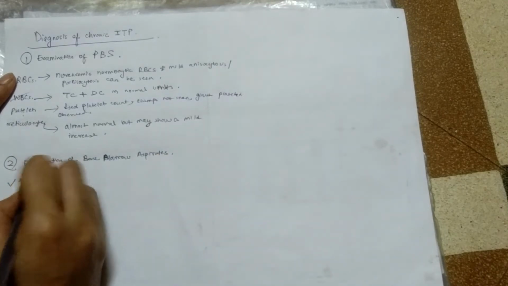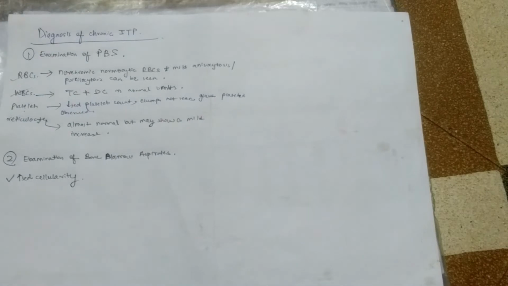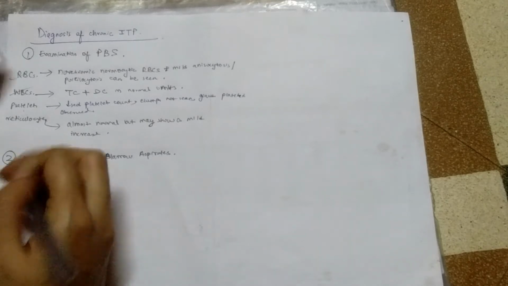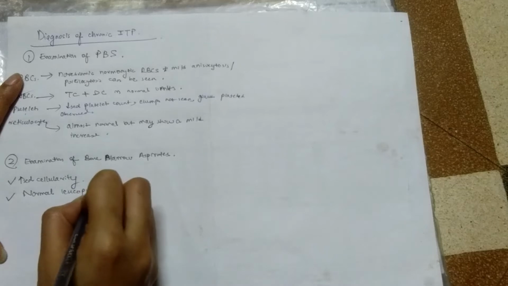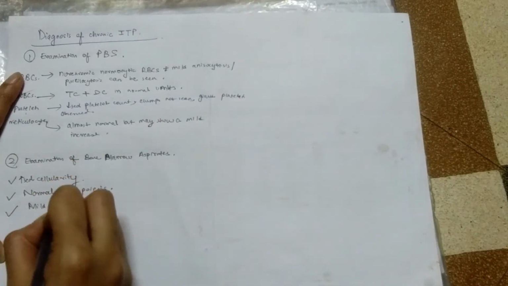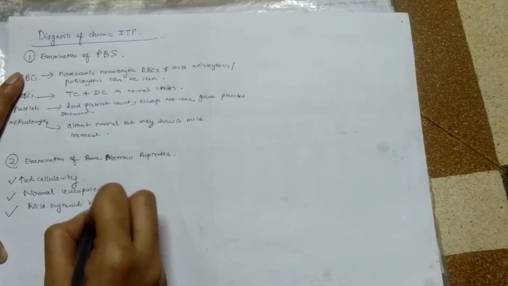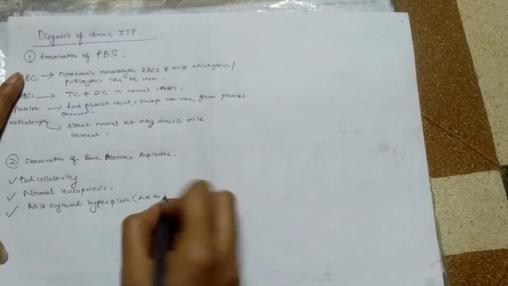You will see increased cellularity. Why? Because there is decreased platelet count. So the megakaryocytes will try to compensate for this decreased platelet count. They will signal the bone marrow to increase the platelet count. So you will see increased cellularity. Then you are going to see normal leukopoiesis. But you may see mild erythroid hyperplasia. Why? Because bleeding is occurring, so RBCs will be increased.